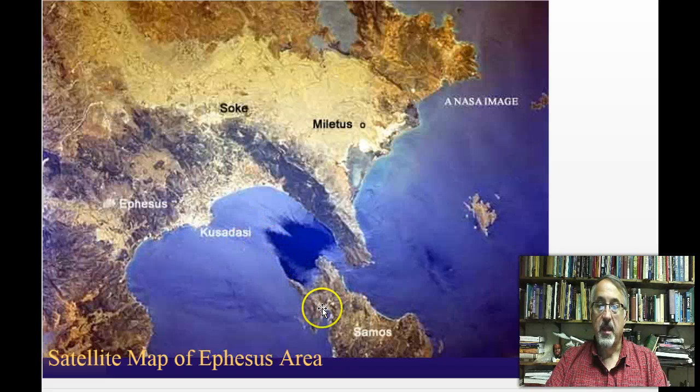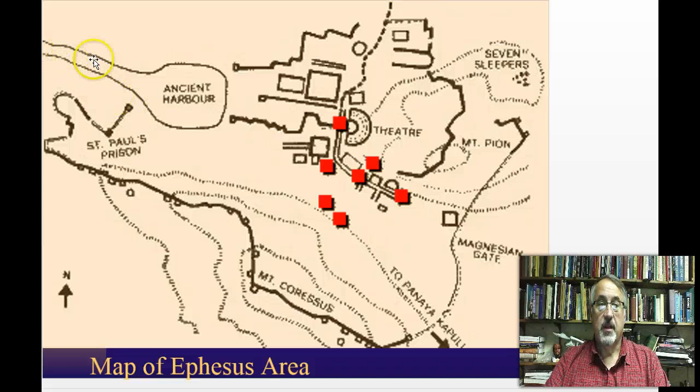So here is the ancient harbor, the Caistor River that runs up here. At the end of the harbor, there was a road that would lead you to a theater. From there, you could wind your way into the rest of the city. There were mountains, hills around the city. It's a beautiful place to visit if you get a chance to go to Ephesus.